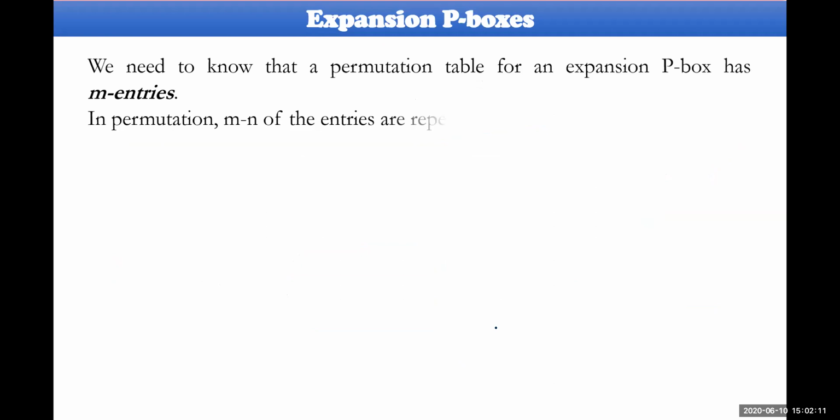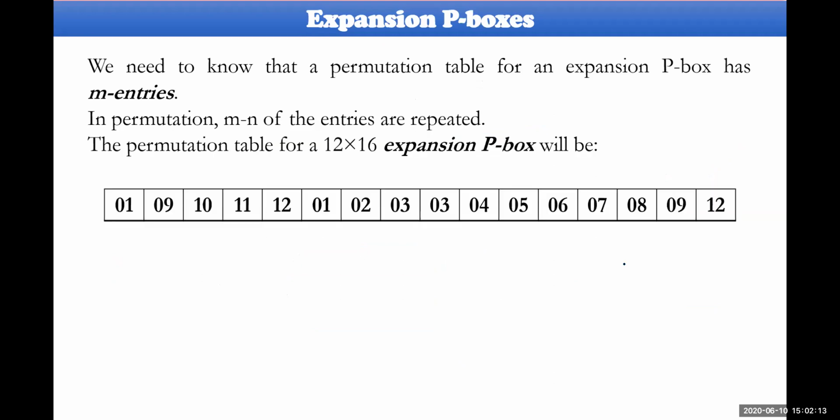And then how expansion boxes work. Look at this, 12 by 16 expansion boxes. How could this happen? Let us have a look here. Where is my cursor? Yeah. So 12 by 16 expansion boxes will be seen something like this. Look at this. 1 will be repeated twice, and 9 will be repeated twice, and 12 will be repeated one more time here. So totally 12 inputs are there, and 16 outputs are obtained here.